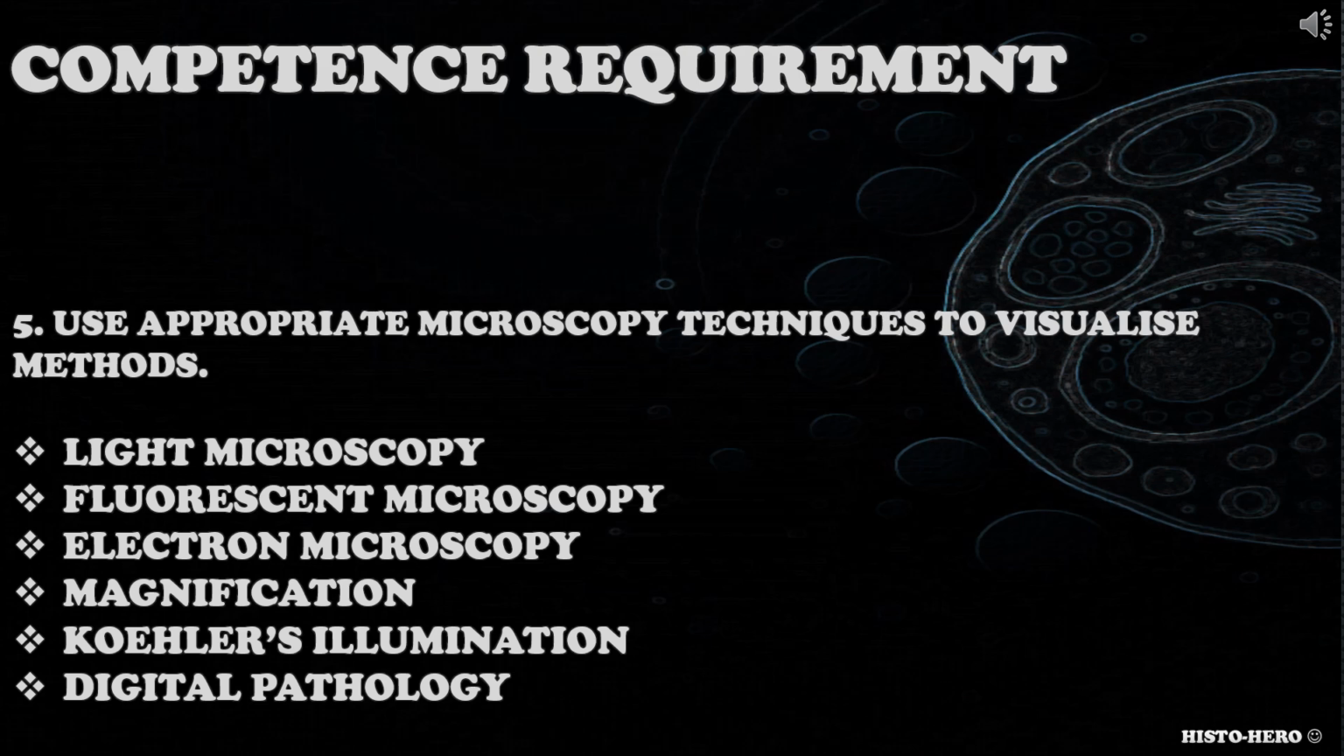The fifth competence requirement is for you to use appropriate microscopy techniques to visualize methods. What type of microscope do you use to view demonstration methods for lipids? Consider light microscopy for oil red O, Sudan black, and Nile blue, fluorescence microscopy for Nile red, EM and osmium tetroxide, magnification, Kohler's illumination, digital.